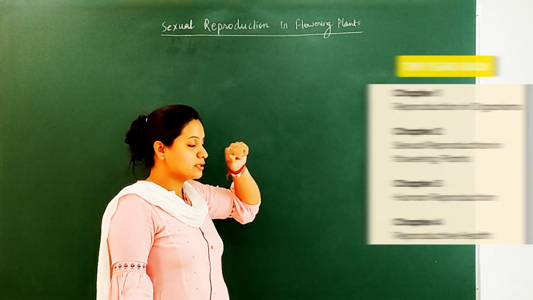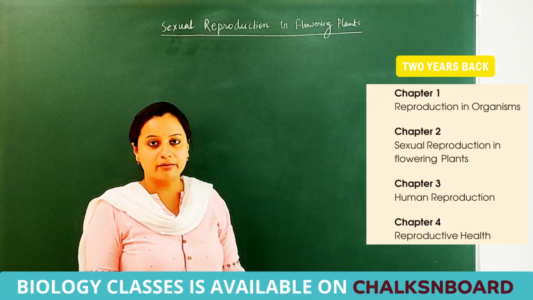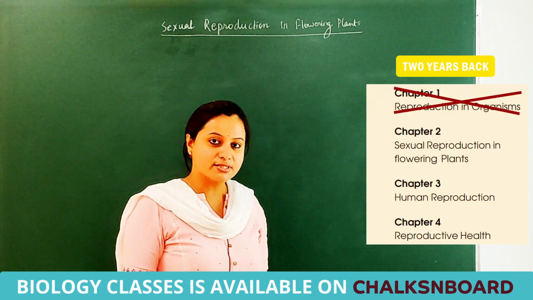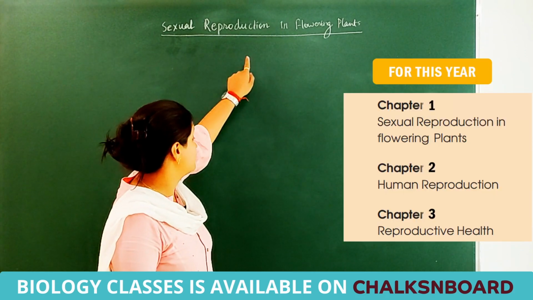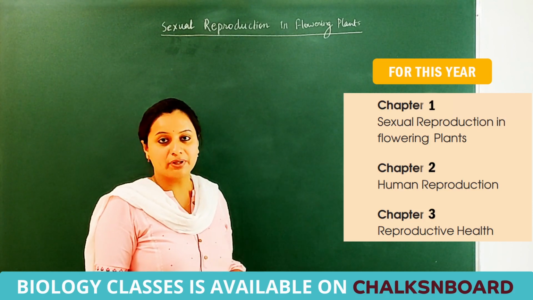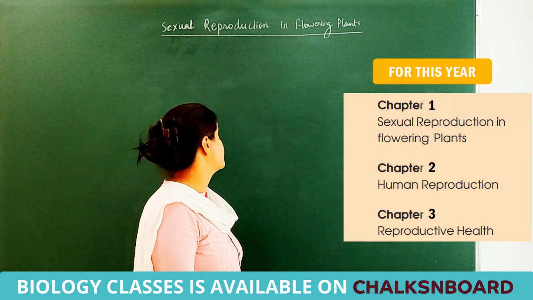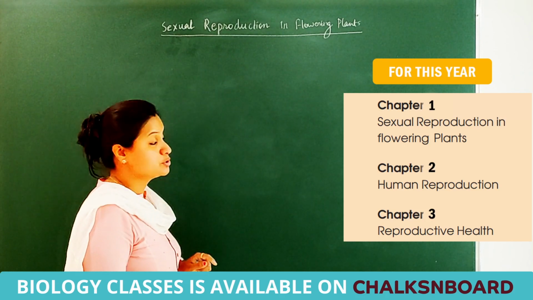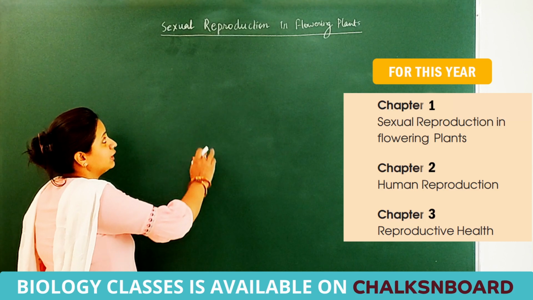Years back, the CBSE deleted one chapter which was there in our syllabus, that is Reproduction in Organisms. So for this year, there are only 3 chapters coming under the unit Reproduction. The first chapter has been deleted from your portion. So this will be the first chapter for you, which we are going to understand today: Sexual Reproduction in Flowering Plants.